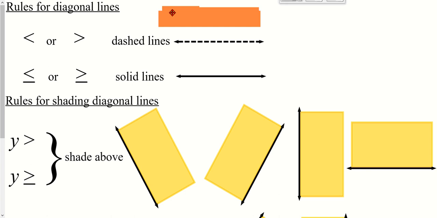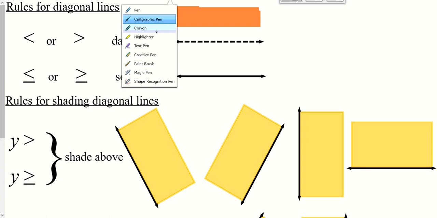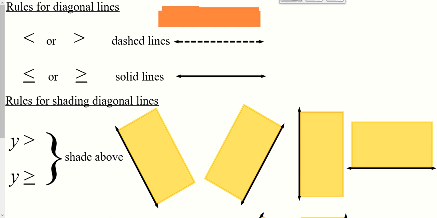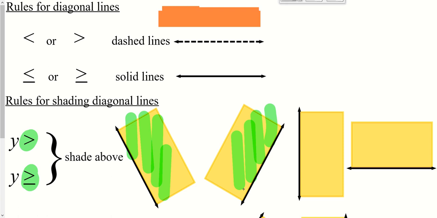Now, when y is on one side by itself, and you had y greater than whatever it is, or greater than or equal to, you would need to shade above the line. If it's a horizontal line, you'd still have to shade above the line. If it's a vertical line, you'd be shading to the right of the line.